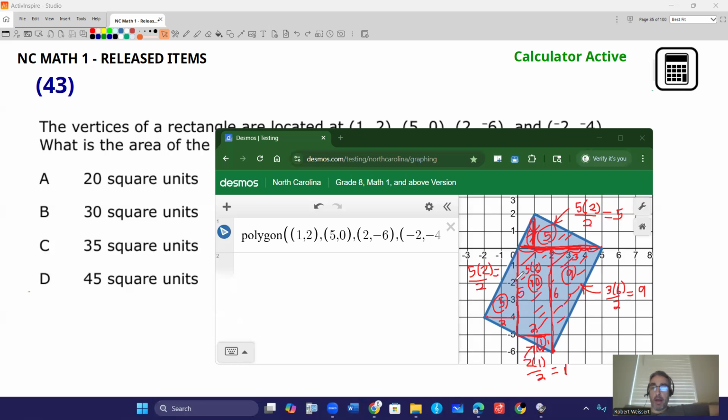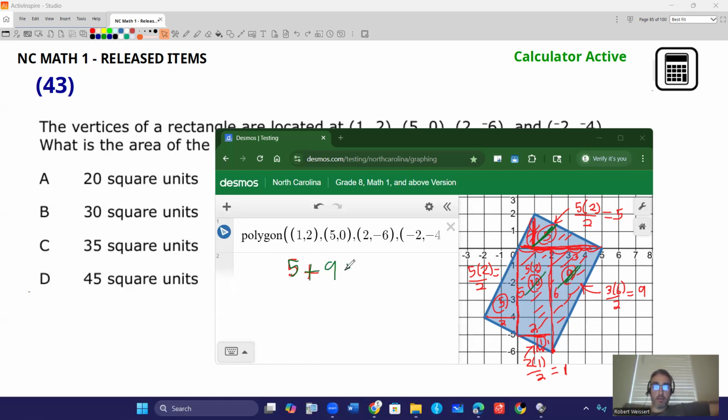So if I add up all my areas, I should have my total area. So I have 5. Let me use a different color here. So I have 5. I have 9.